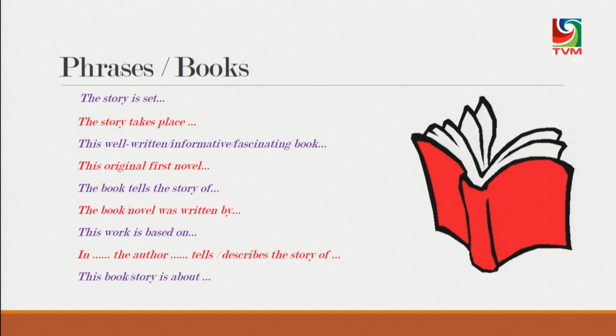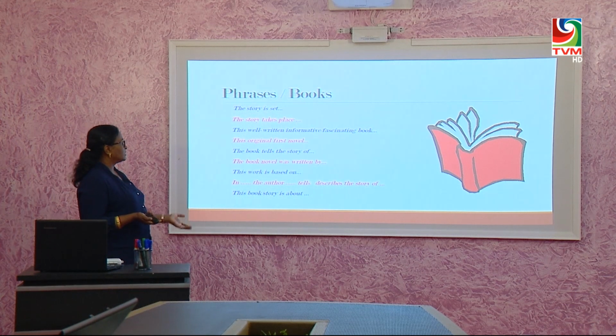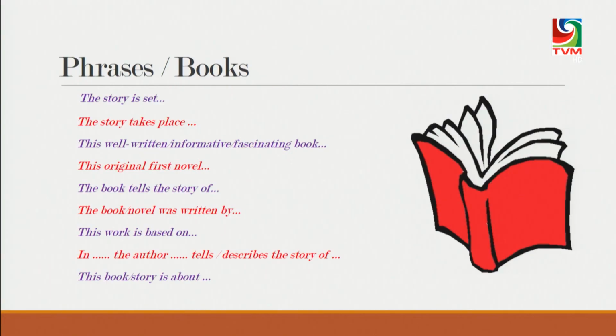And in case you are writing about the book, the story is set or the story took place, when it took place. So, where it took place or where that situation is, all those things you can give. The original first novel, maybe that is the first novel that has come, so you can write about that. Then the book tells the story of. So, these phrases will help you and make your writing easy. This is about the first paragraph.